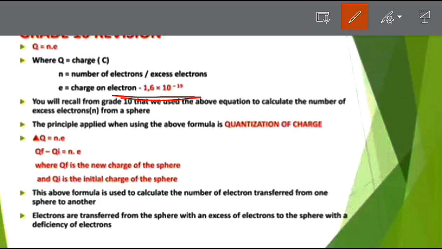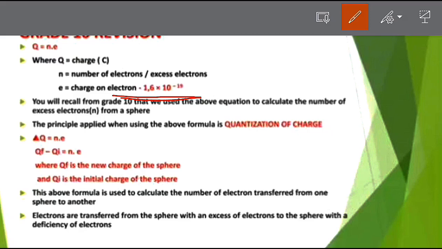You will recall that we used this equation to calculate the number of excess electrons on a sphere. If the question said calculate the number of excess electrons in the sphere after it came into contact with another sphere, then we used this formula. The principle we apply for this formula is called the quantization of charge.